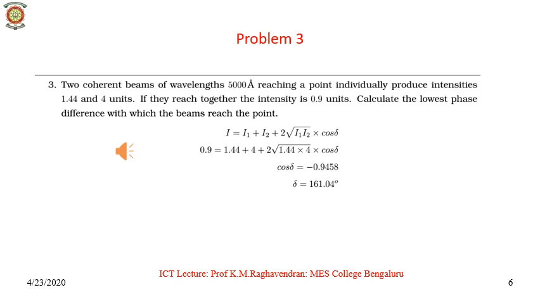Well, the formula is straightforward. I is equal to I1 plus I2 plus 2 times root of I1 I2 multiplied by cos delta. We are given I1 and I2 and we also know I, so we need to find delta. So substituting the values of I1 and I2, we solve for cos delta as minus 0.9458, which yields delta is equal to cos inverse of minus 0.9458, which is 161.04 degrees.